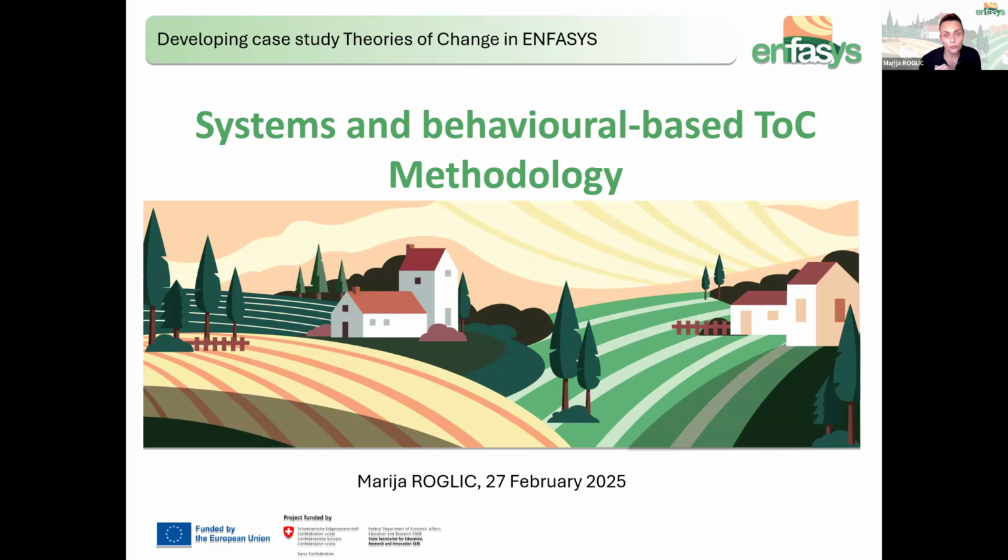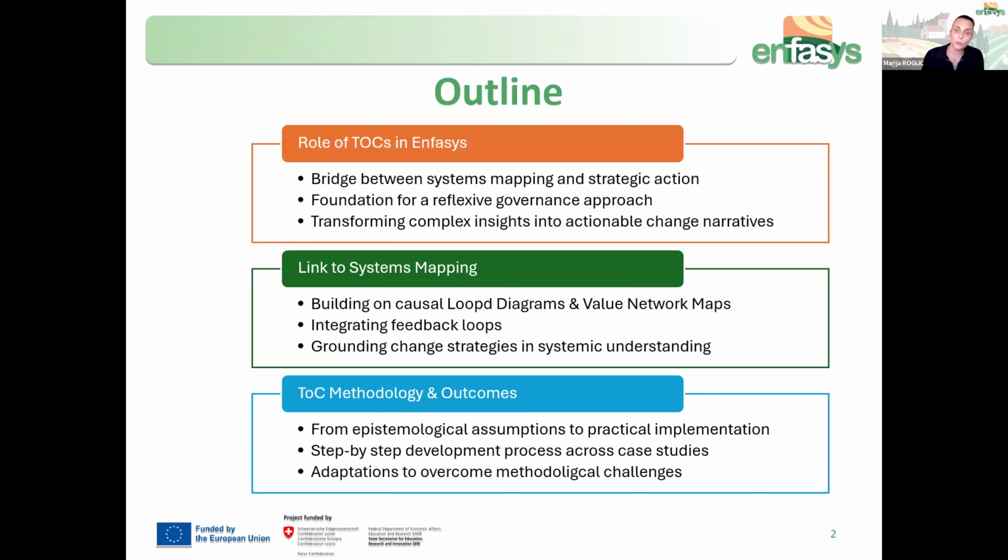We're going to focus on the approach to the theories of change within ENFASYS. First, I'll explain how theories of change serve as critical bridges between systems mapping and strategic action, grounded in specific epistemological assumptions. Then I'll demonstrate how we link theory of change to systems mapping tools like causal loop diagrams and value network maps to ensure that our approach captures the complexity rather than defaulting to the linear thinking that usually occurs. And finally, I'll walk through our methodology, from theoretical foundations to practical implementation, showing how we developed and adapted our approach across the 9 case studies to create an integrated framework for sustainable transitions.